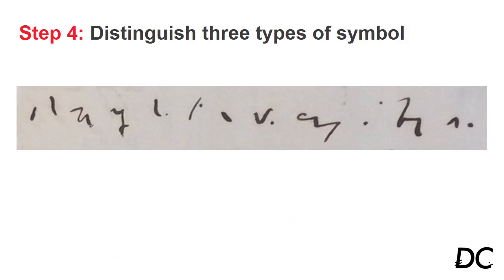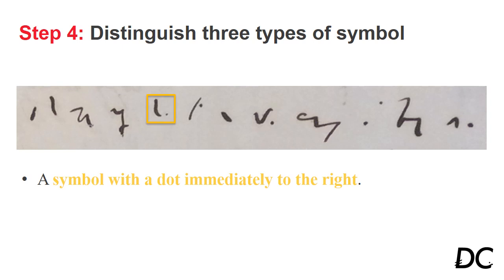Step 4. You've got your line of shorthand and you know that the symbols on the line are going to be letters or words. But how do you decide whether you're dealing with a letter or a word? First, we need to distinguish between three different types of symbol. The first type is a symbol with a dot immediately to the right. These are quite easy to spot, just look for the dot. And in this line, there are symbols followed by a dot immediately to the right, here, here, here, and here.